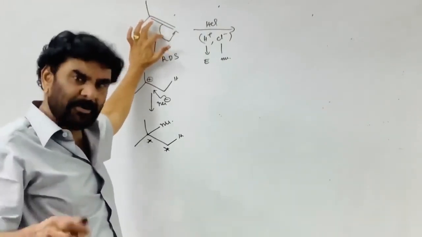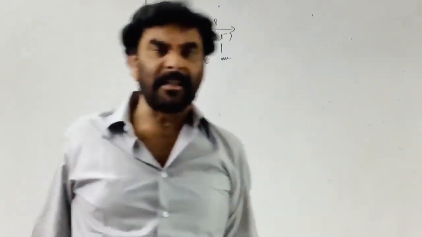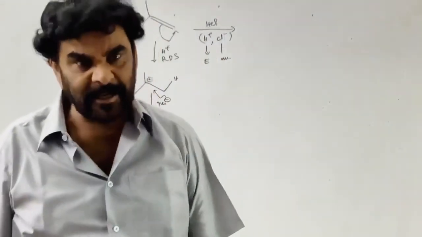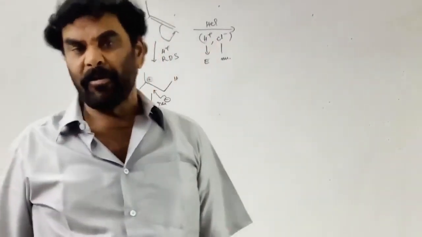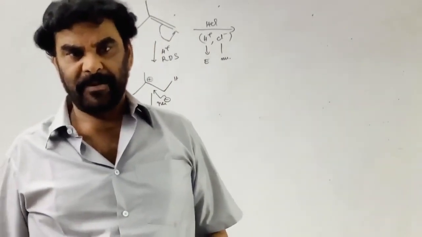Suppose by introducing certain groups, the electron density on the carbon-carbon double bond system is decreased, the pi electron cloud is decreased, that is the negative charge on the carbon-carbon double bond center is decreased. Or you make that center electron deficient, then what happens? It takes part in the nucleophilic addition reactions.